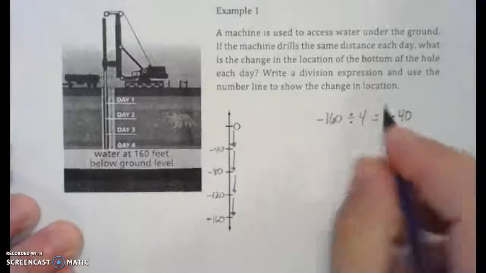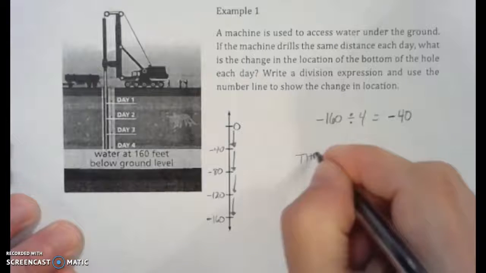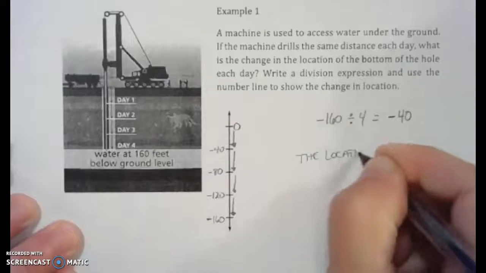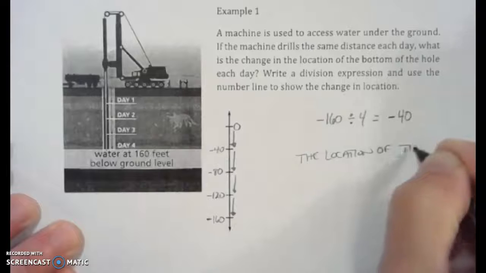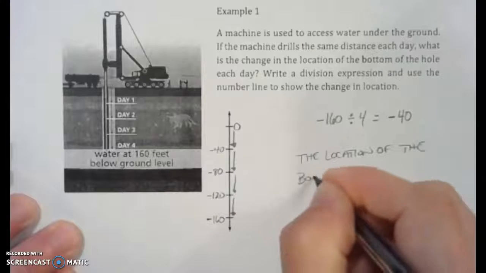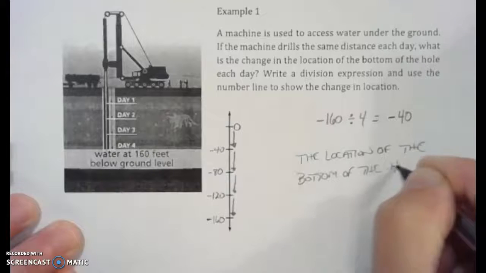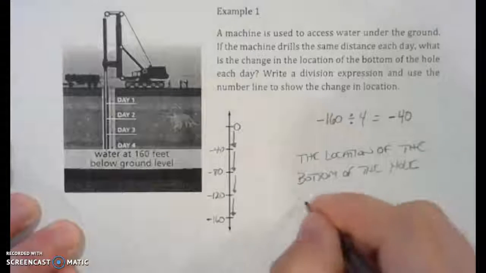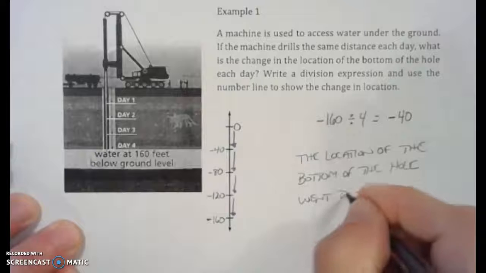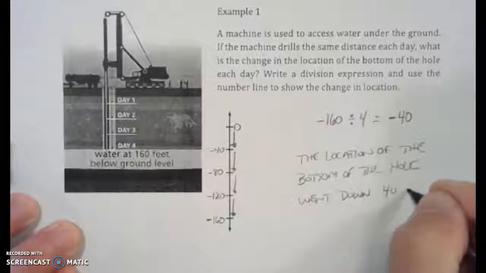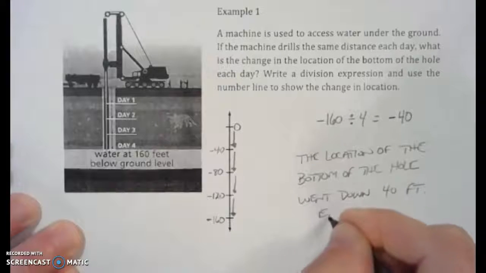So what does this negative 40 mean? Well, we can say that the location of the bottom of the hole went down 40 feet each day.